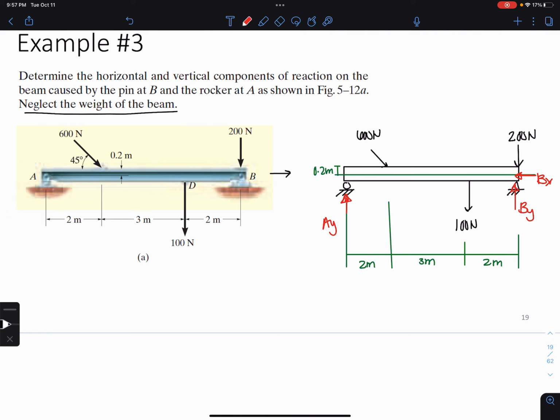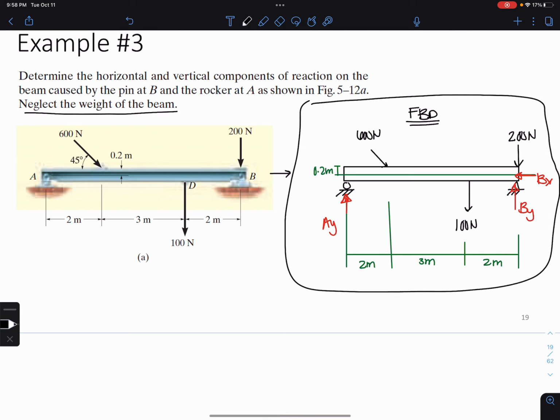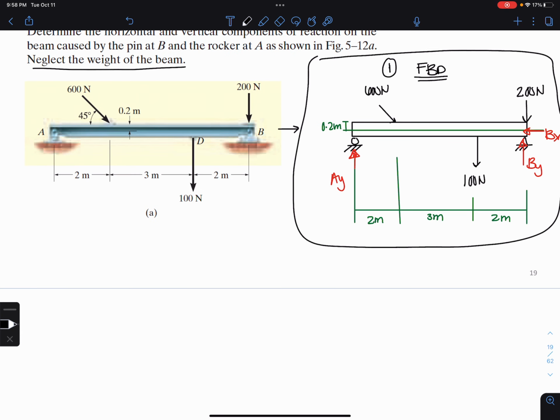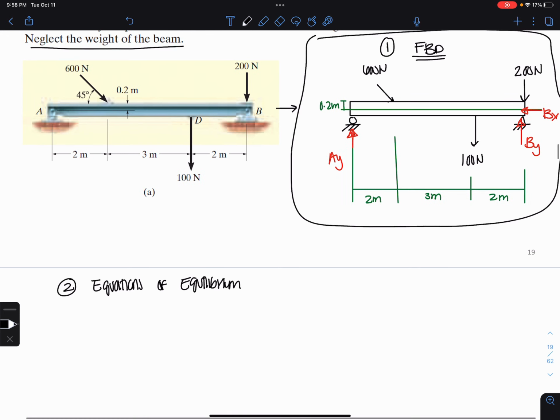Now what I'm going to do, this is my FBD. This is the diagram that you need to draw before you can solve for equilibrium. So FBD is 1. This is always step 1. Now step 2 here is to solve for the reactions using our equations of equilibrium.